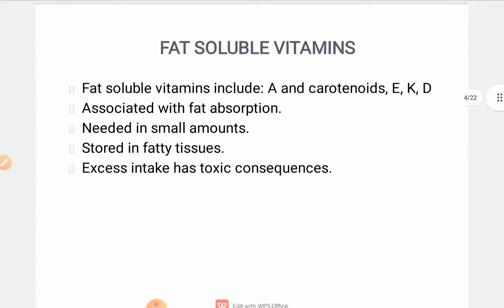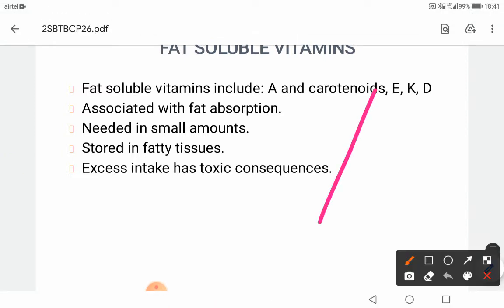So now in today's session, we'll be discussing the fat soluble vitamins. They are associated with fat absorption, and they are needed in very small amounts in micrograms and stored in fatty tissues. Excess intake causes toxicity, right? Okay.